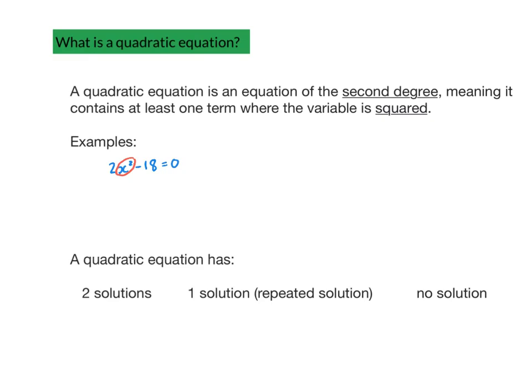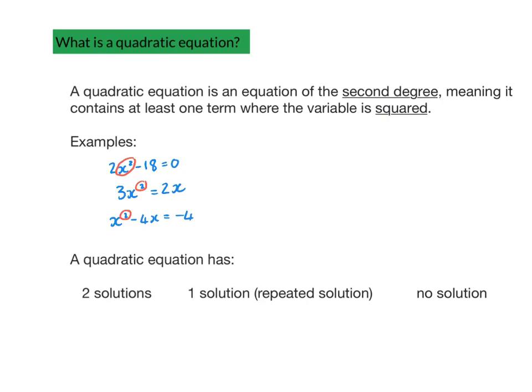I could also have an equation with an x in it. So I could have 3x squared is equal to 2x. Again, my highest power is a 2, so that will also be quadratic. Another example of a quadratic equation could be something like this. x squared minus 4x is equal to negative 4. Again, my highest exponent is a 2. All of those are quadratic equations.